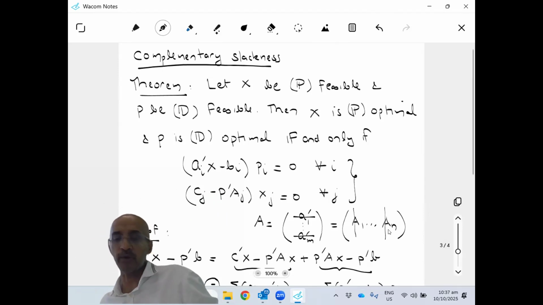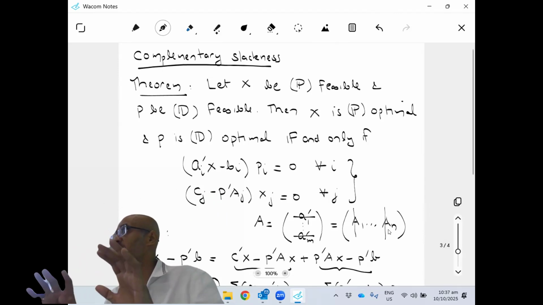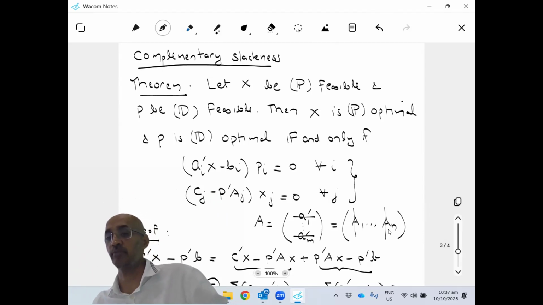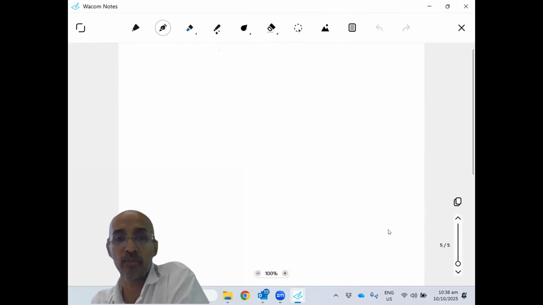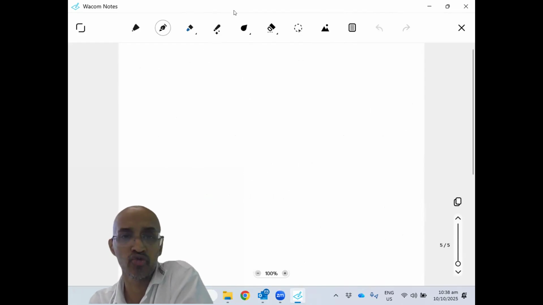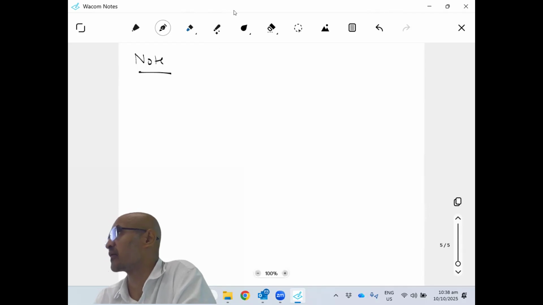So let's try to interpret these conditions. But are the conditions clear? It's a statement about optimality. So let me give you some intuition. So note, what is this condition trying to say?